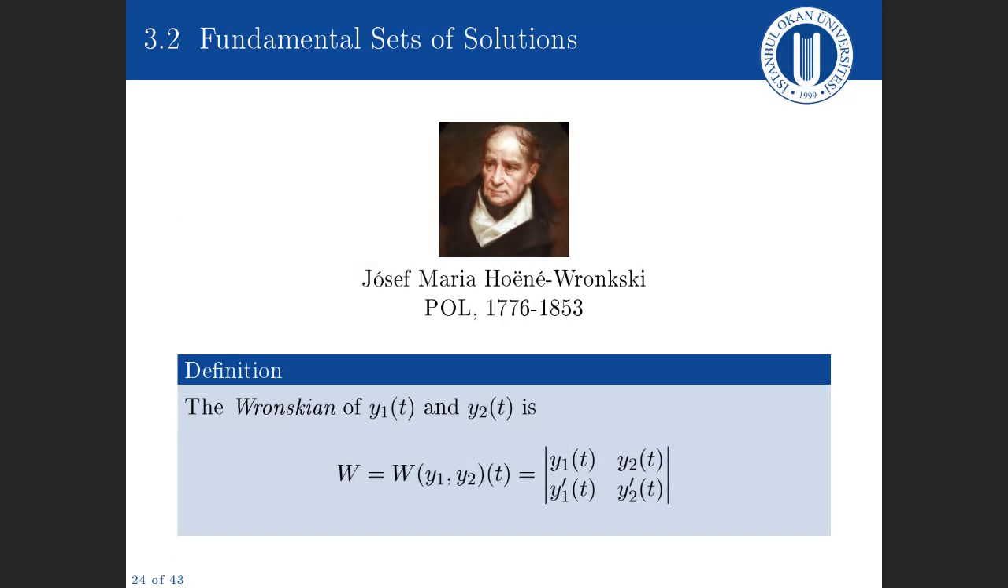Another tool we're going to need is the Wronskian. The Wronskian of y1 and y2, which we can write as w of y1 and y2 and of t. This is the determinant of the 2x2 matrix, y1, y2, y1 prime, y2 prime. And if I'm being lazy, instead of writing the whole w of y1, y2, t, I will just write w. And I'll assume that you know that that really means the thing in the middle.